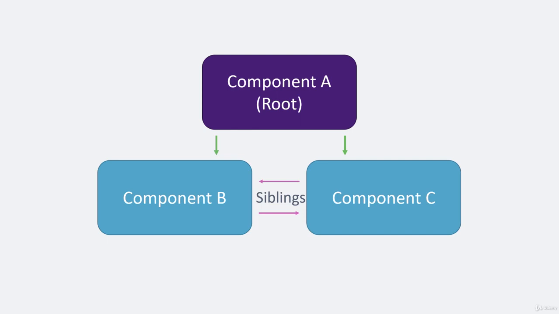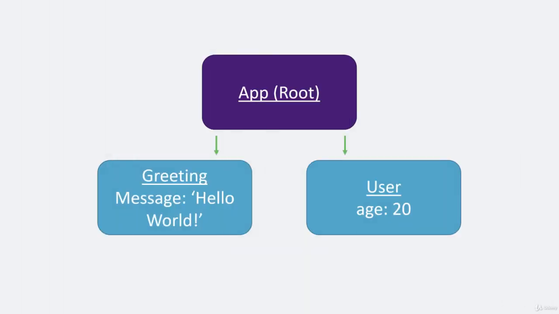Let's take a look at how this will apply to what we're going to do. We're going to have three components for this example: the app, greeting, and user components. The user component currently doesn't exist in our project. We'll be adding it shortly. In this application, the user component will have a property called age. The greeting message will be based on the user's age. If their age is below 25, then we don't want to greet them. If they're above 25, then we will greet them.